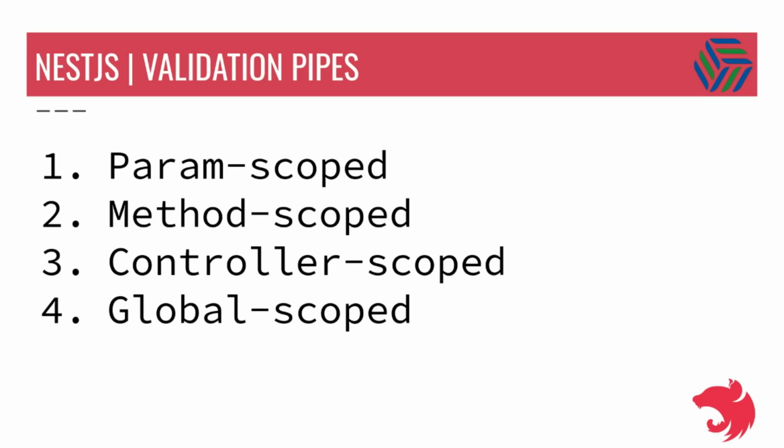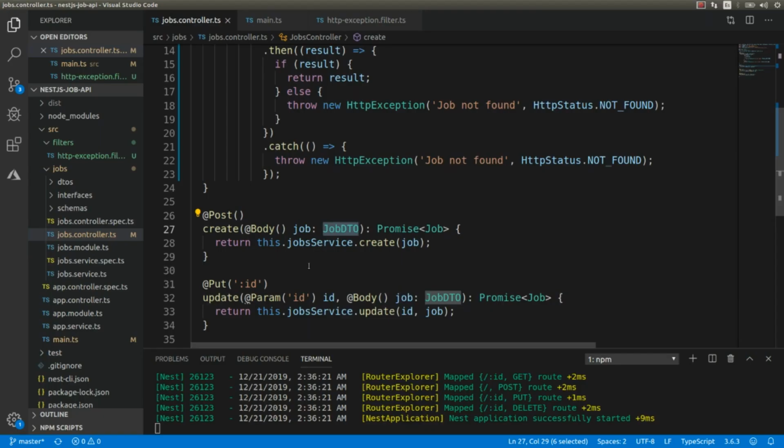NestJS validation pipes. We can apply validation pipes using a decorator in a parameter, in a method, or in a controller. Or we can globally apply a validation pipe, declaring it in our main.js file. Let's jump into VS Code and see an example of a validation pipe. Okay, now let's create a validation pipe. As you may remember, NestJS allows us to use DTOs to encapsulate the body that we receive as part of the requests in our endpoints, for example, in our post endpoint.